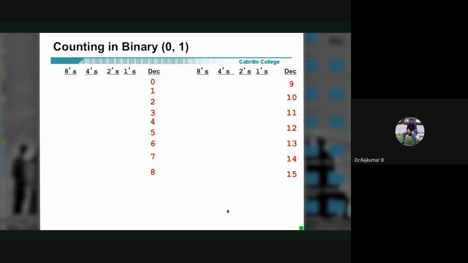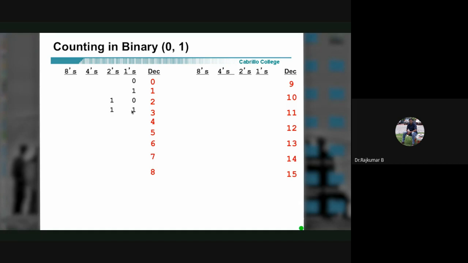Let's take a look. A 0 in binary, 0 ones, is equivalent to a 0 in decimal. A 1 in the ones place is equivalent to 1 in decimal. Now remember, in binary, we can only use a 0 or 1. So 1, 0, what this means is how many 2's do I have? I have 1 two, and 0 ones. That equates to 2.